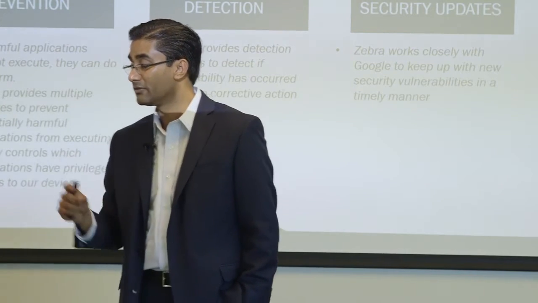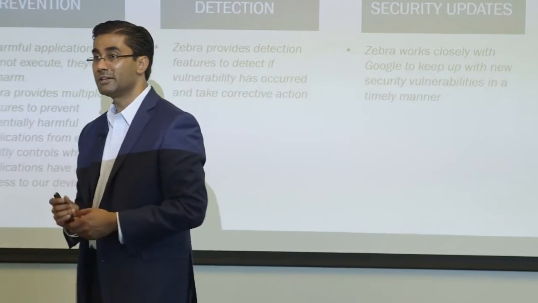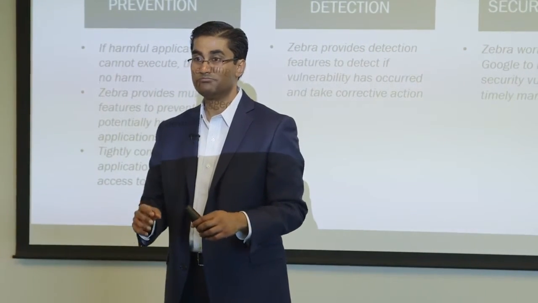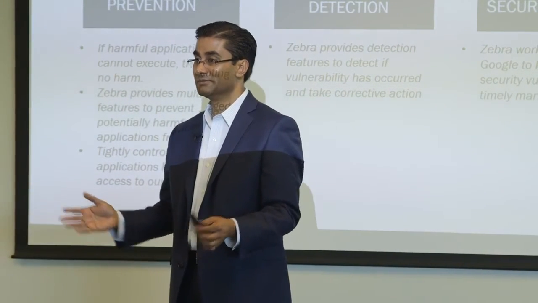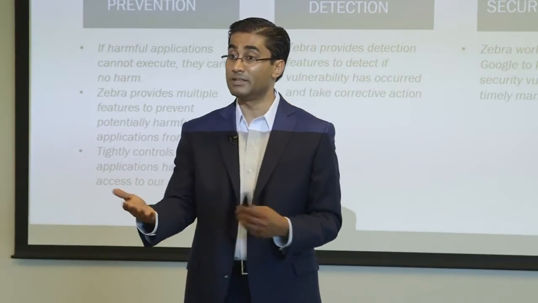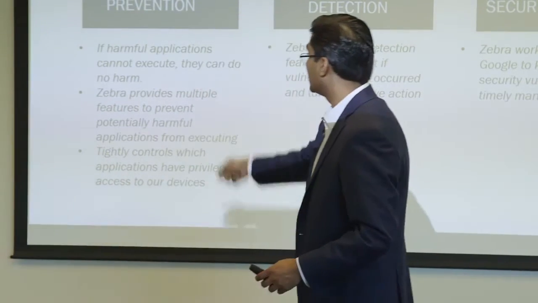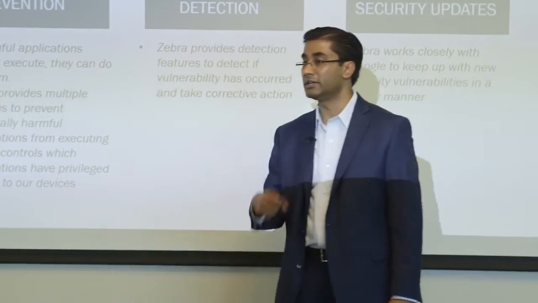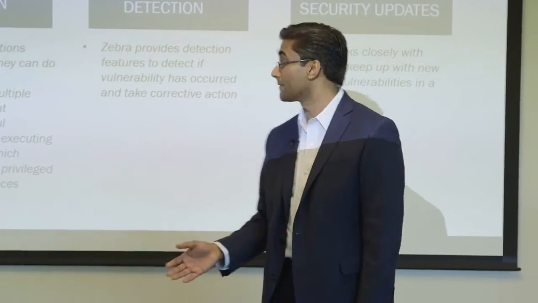Think about the phones that you have. If there is an application that you do not see as an icon, do you even know that it exists? It might already be there, but you don't know about it, right? So the first thing is prevention, right? And then also tightly control what application has access to do what.